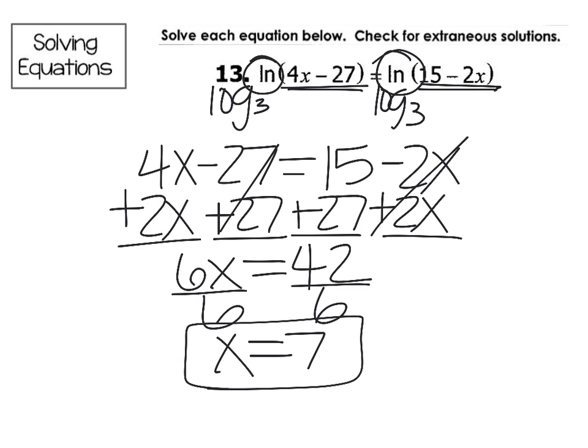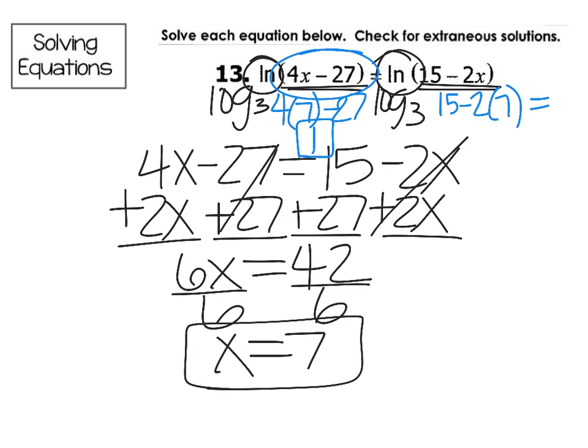Now to check for extraneous solutions, what you would want to do is take 7 and go back and plug it in. So 4 times 7 minus 27 is going to give you positive 1. That is not a negative logarithm, so you're good. It's a positive. It would be a natural log of 1. Now 15 minus 2 times 7, 15 minus 14, would give you 1. So these are equivalent and they're both positive.